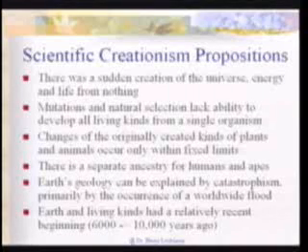I want to explain the difference between creationism, scientific creationism, and intelligent design. And when I talk about scientific creationism, I'm talking from a biblical perspective where, you know, we think as creationists that God created the world 6,000 to 10,000 years ago. That kind of a time frame. There is a sudden creation of the universe, energy and life from nothing. Mutations and natural selection lack the ability to develop all kinds of living kinds from a single organism. We just don't think that can happen.